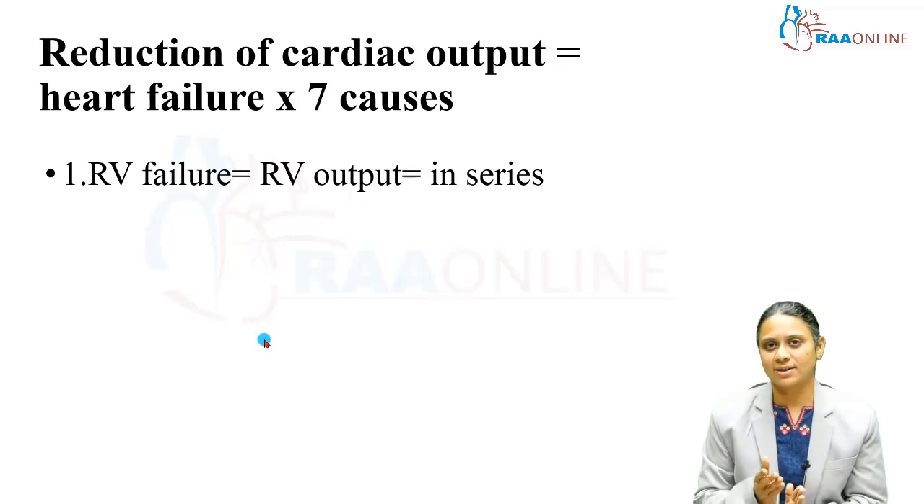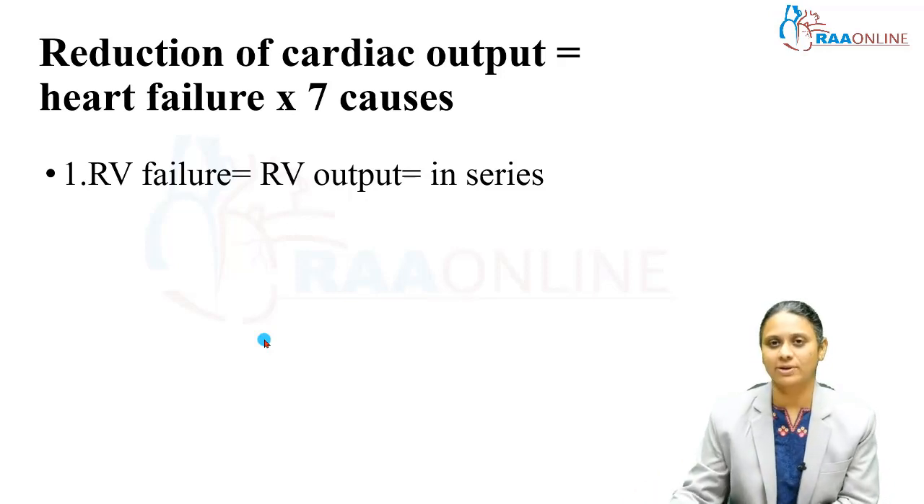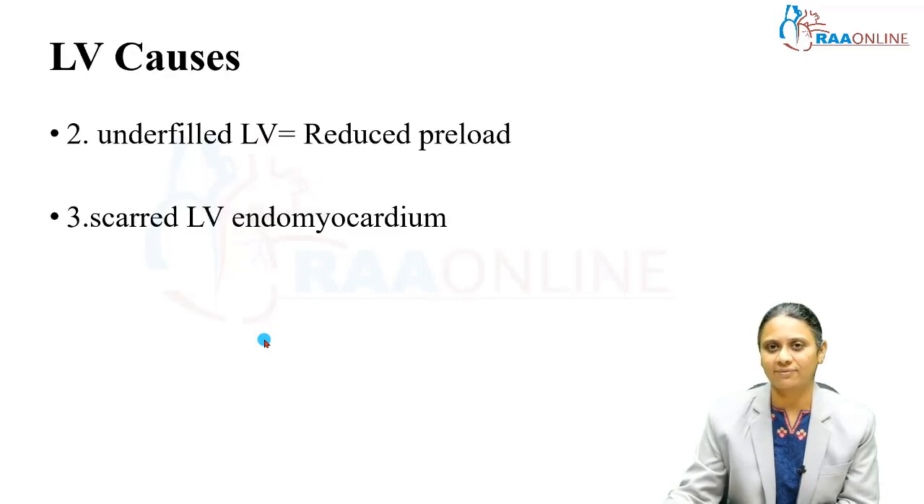Right ventricular causes we saw earlier, because of increased PAH. The right ventricle fails, and the right ventricular output reduces. The RV output is the LV input, so LV output also reduces in series. What is the LV cause? Because of the reduced mitral valve area, the LV is underfilled. So, an underfilled LV contracts less, resulting in reduced cardiac output.